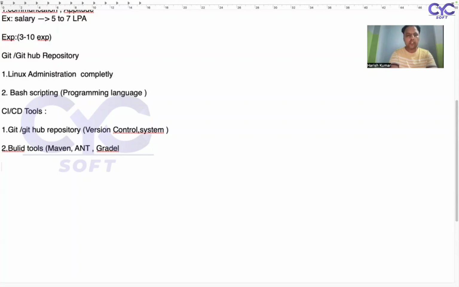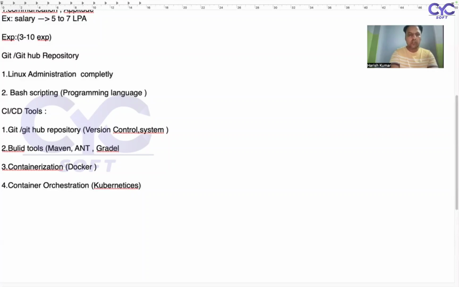Next, the third one is containerization. That is, we are working on Docker. Docker is very, very important because we are working on the storage purpose. Next, the fourth one is container orchestration. This is very, very important. For container orchestration, we need to learn Kubernetes. You need to learn the Kubernetes services. That's very, very important.